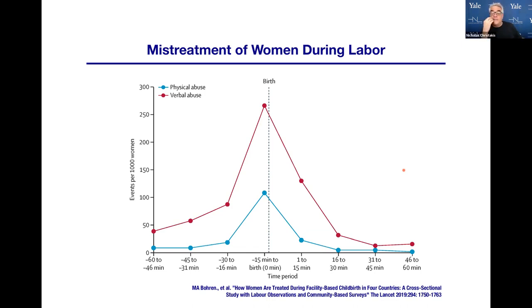It shows that during the observations of the labor, 14% of the 2,000 women experienced some kind of physical abuse. Most commonly, this was being slapped, hit, or punched. So one out of six women while delivering a baby in these developing world settings was physically abused while in labor, and 38% experienced verbal abuse. Physical and verbal abuse peaked 30 minutes before birth and lasted until 15 minutes after birth. So here are the peaks. This is where the baby is delivered. This shows events per 1,000 women, and this shows time with respect to delivery. And here it is: women are being verbally or physically abused while they're delivering a baby in these four non-Western settings.